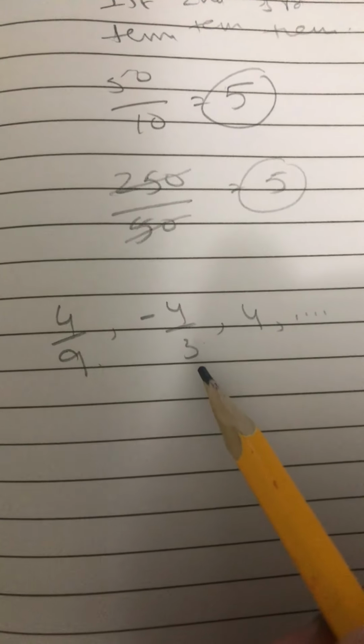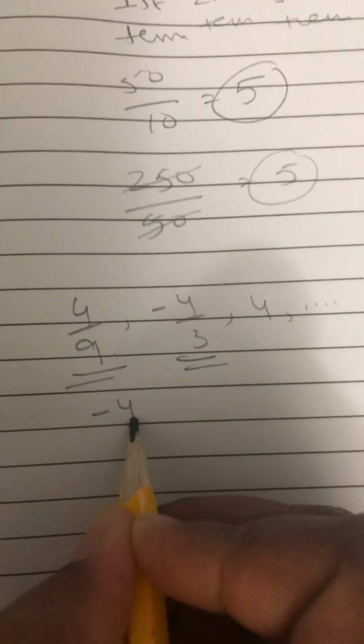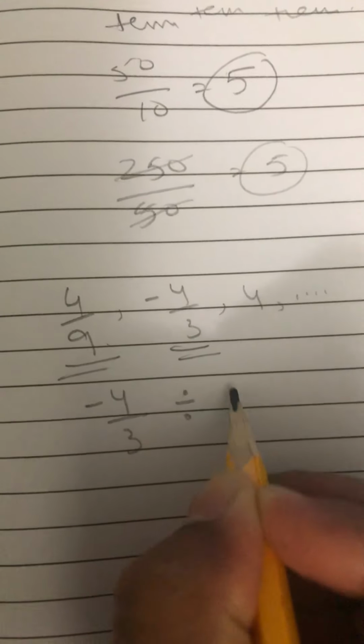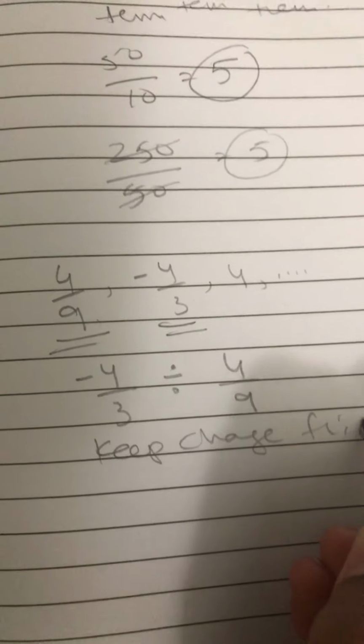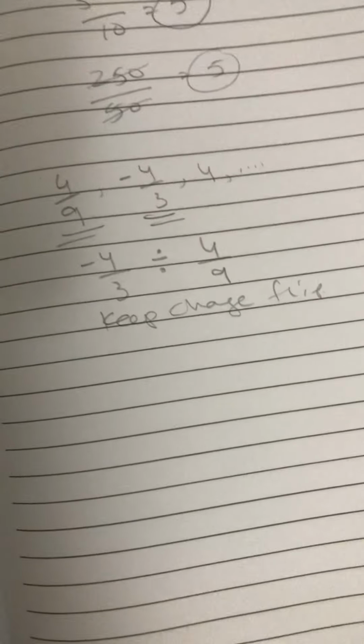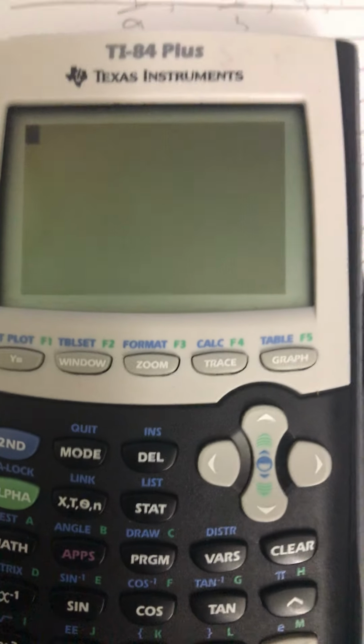No matter how complicated this question seems, all you need to do is take your second term and divide it by your first term. So negative 4 over 3 divided by 4 over 9. Now we have to remember to keep, change, flip to simplify this, or better yet, you can always use your calculator. So just make sure that you are using parentheses to simplify.